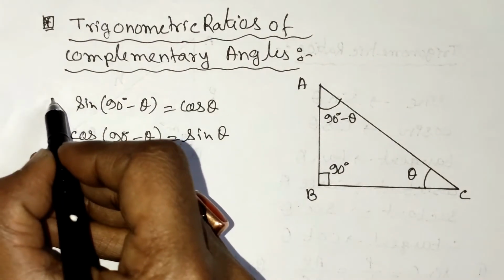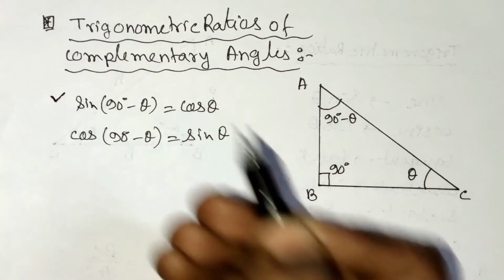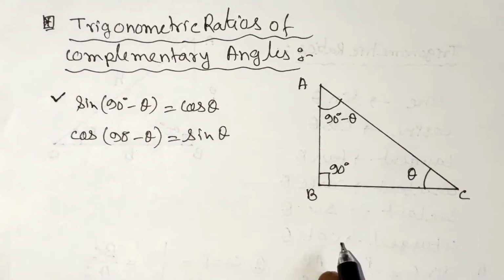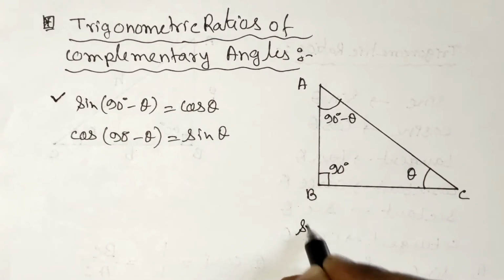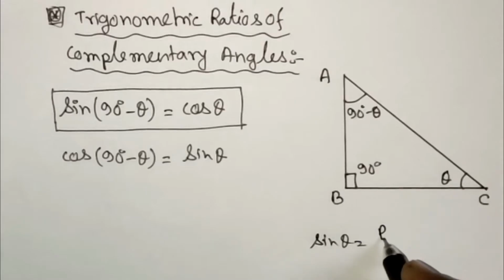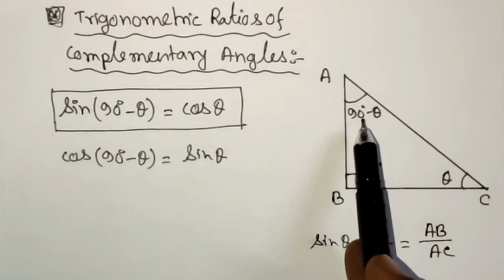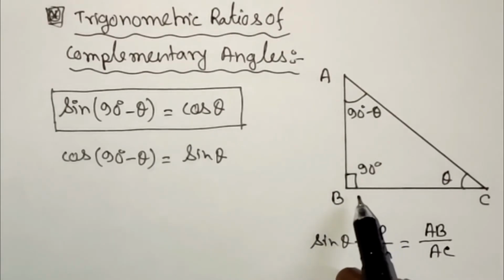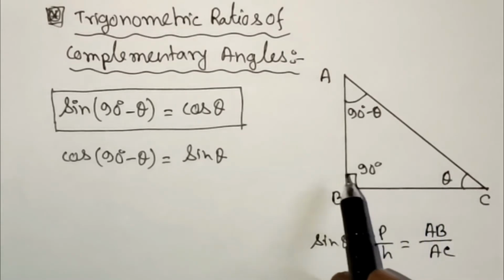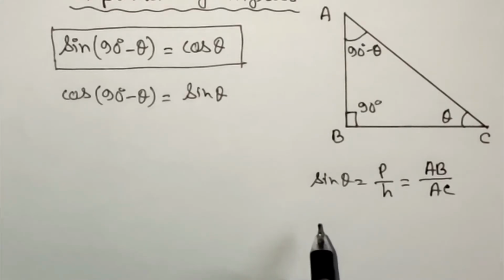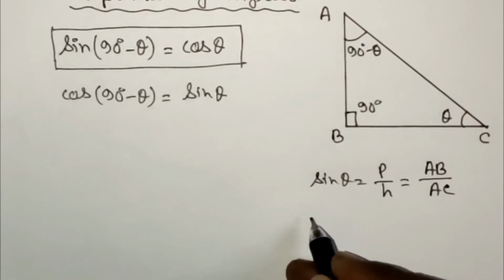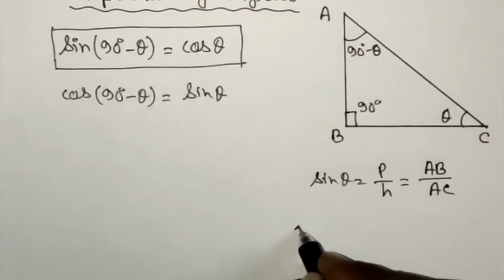Now for this case, let's discuss the concept. What is the value of sin theta? We know the value of sin theta is perpendicular by hypotenuse. For this case, perpendicular is AB and hypotenuse is AC. Now if we consider the angle 90 degree minus theta, then the perpendicular is BC, as we know that perpendicular is that side which is opposite to the given angle.